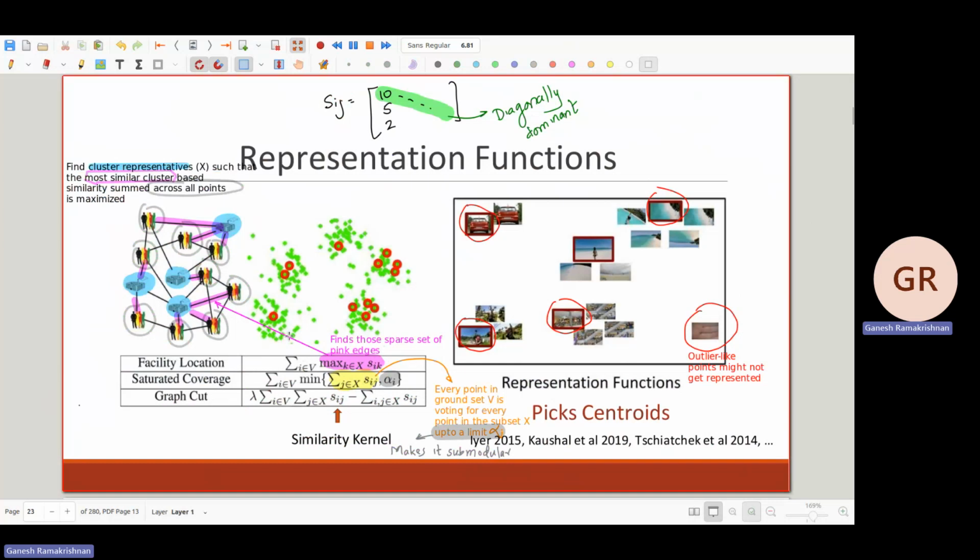So for all the locations, I want a bunch of X's, the k in X, which are very representative of as many of the villages or people in the villages as possible. That's facility location. So this sum over max of s_ik is submodular. By which property?